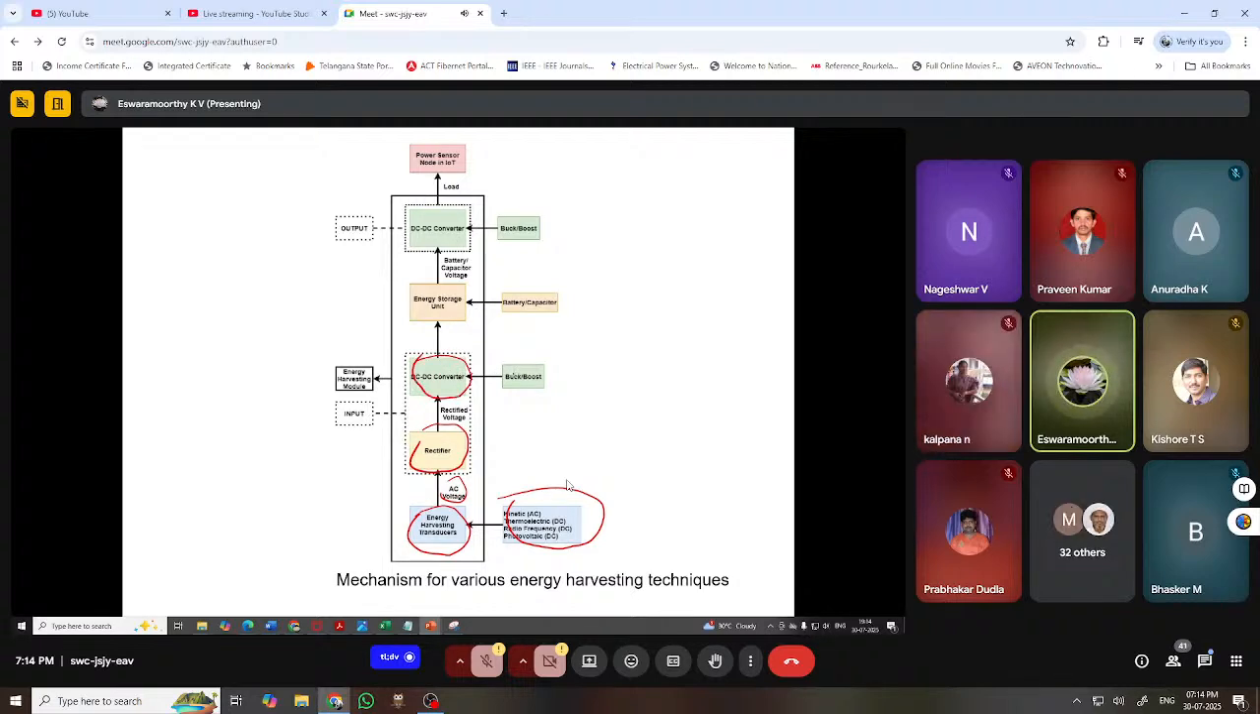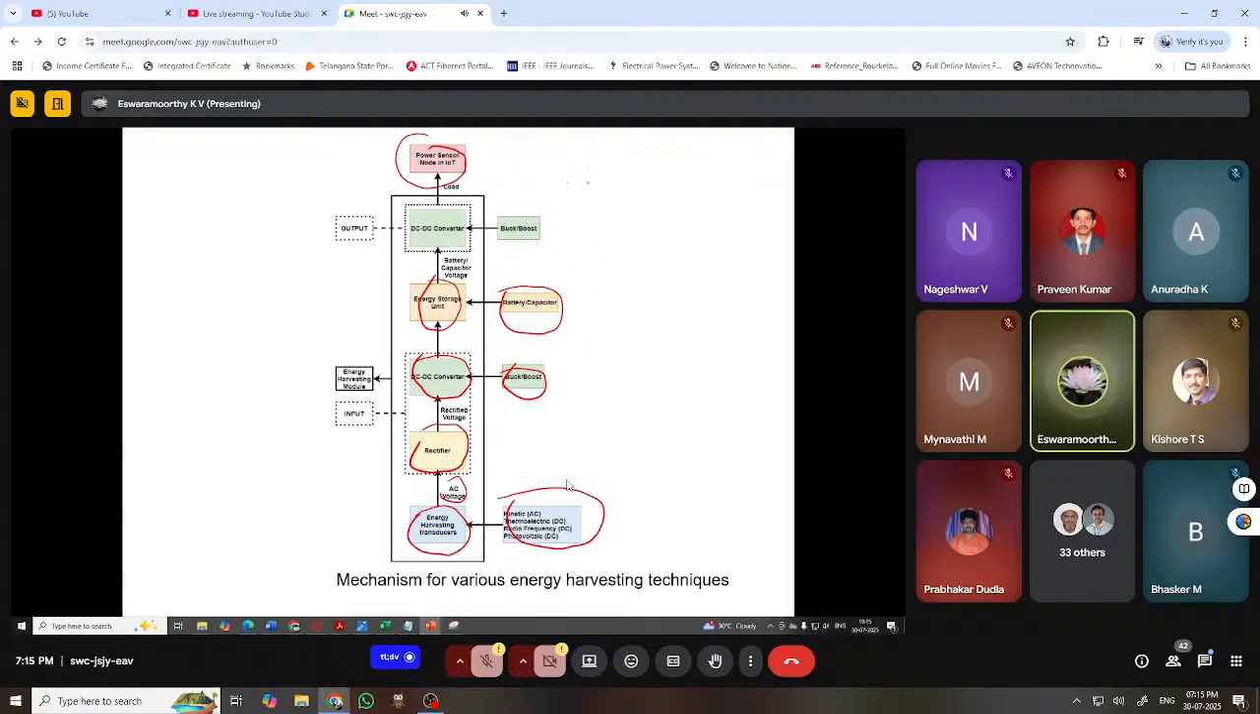It may be a buck boost, right? Buck boost, and we need to go to energy storage. It may be a supercapacitor or battery. Then again, we need to give the DC to DC controller. Then again, we need to give the output to the load, right? This is the process. So whatever is coming, we need to do some energy processing.